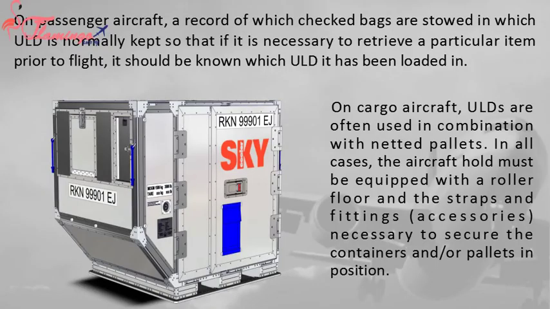On passenger aircraft, a record of which checked bags are stored in which ULD is normally kept so that if it is necessary to retrieve a particular item prior to flight, it should be known which ULD it has been loaded in. On cargo aircraft, ULDs are often used in combination with netted pallets. In all cases, the aircraft hold must be equipped with a roller floor and the straps, fittings and accessories necessary to secure the containers and/or pallets in position.